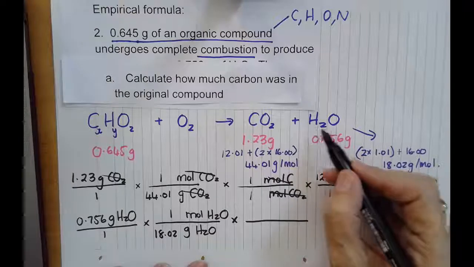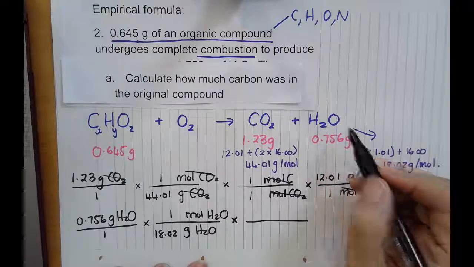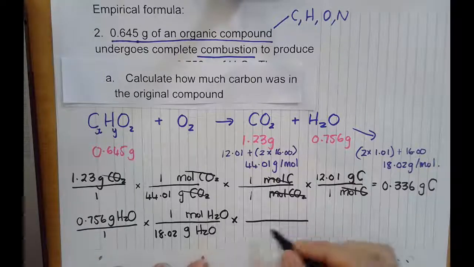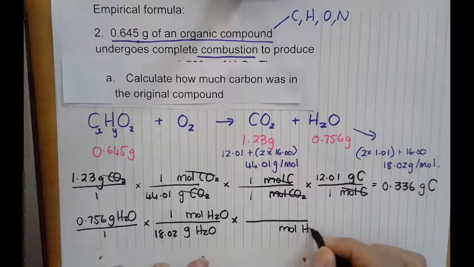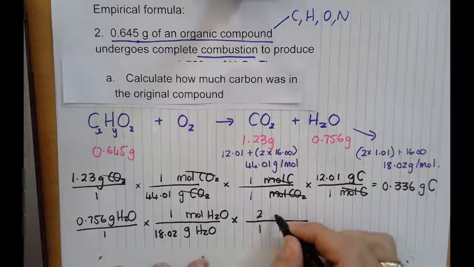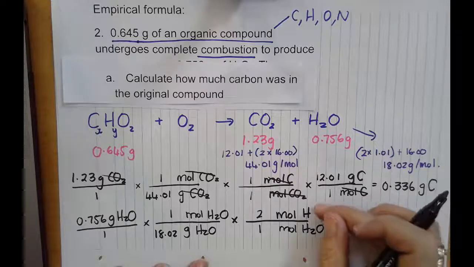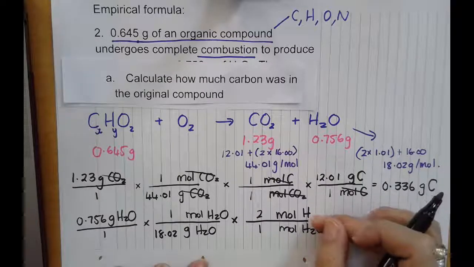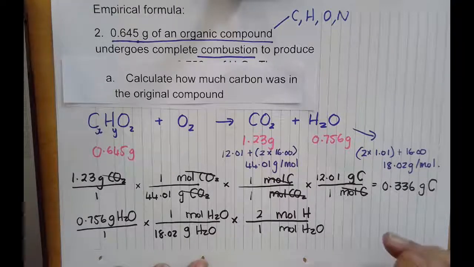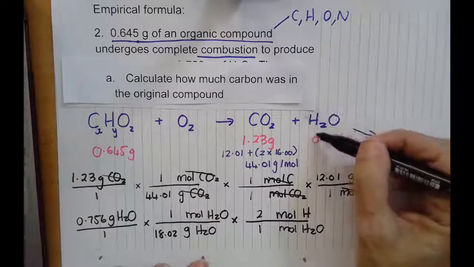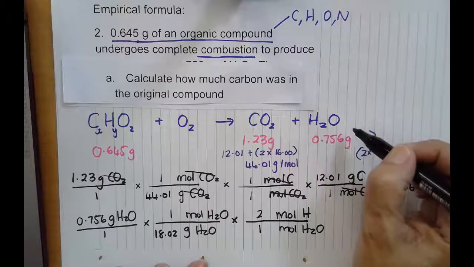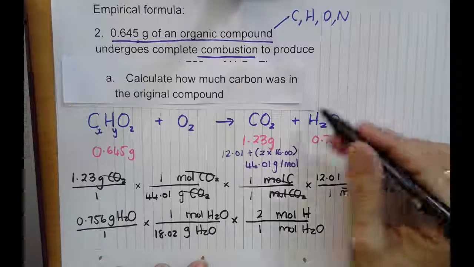When I look at my formula, I see that there are 2 moles of hydrogen for every 1 mole of water. So I will have my mole of H2O at the bottom, and if I have 1 mole of H2O, I will have 2 moles of H. Now be very careful not to write this as H2, because I don't want to know how much H2 gas I have. H2 on its own would mean I'm talking about hydrogen gas, and I'm not talking about hydrogen gas here. I want to find out how much hydrogen is in a certain amount of moles of water.